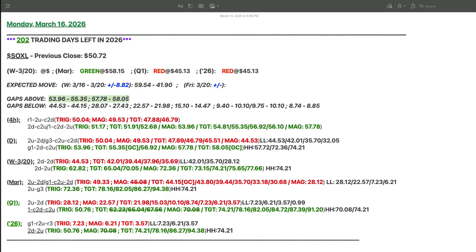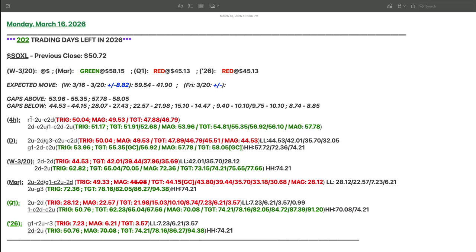We know where our gaps above are and we know where our gaps below are. Always keep those in mind because they can act as magnets. And we talked about from a scalping perspective, we want to look for higher lows at or above opening print to get into calls, targeting overnight high and previous high of day. Or if we get lower highs at or below opening print, then we want to get into puts, targeting overnight low and previous low of day.